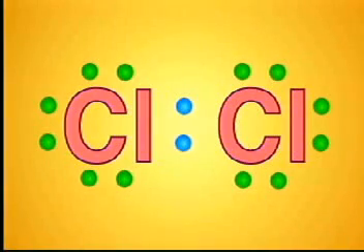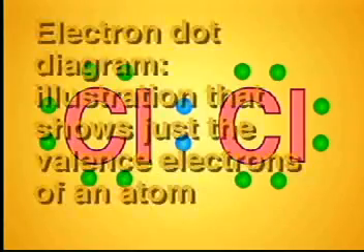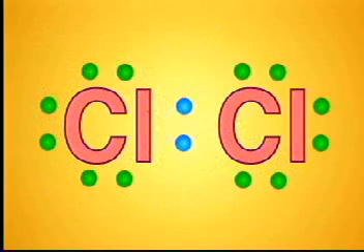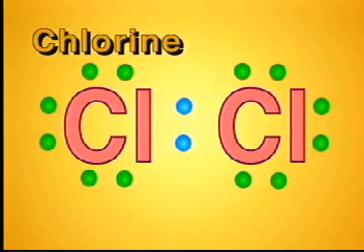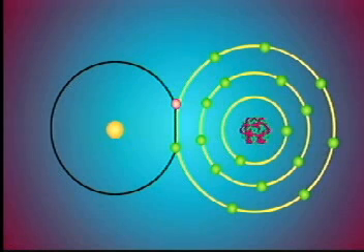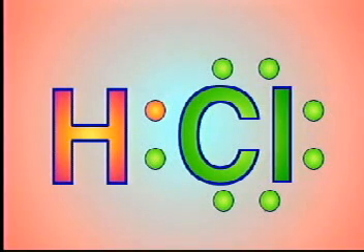We can show this through a diagram called an electron dot diagram. An electron dot diagram is an illustration that shows just the valence electrons of an atom. For example, the electron dot diagram for the bond formed between 2 atoms of chlorine looks like this. Another example of a covalent bond occurs between hydrogen and chlorine, where hydrogen has 1 electron and chlorine has 7 electrons in its outermost shell. You can see from the diagram that each element has filled its outermost shell, enabling the molecule to be stable.